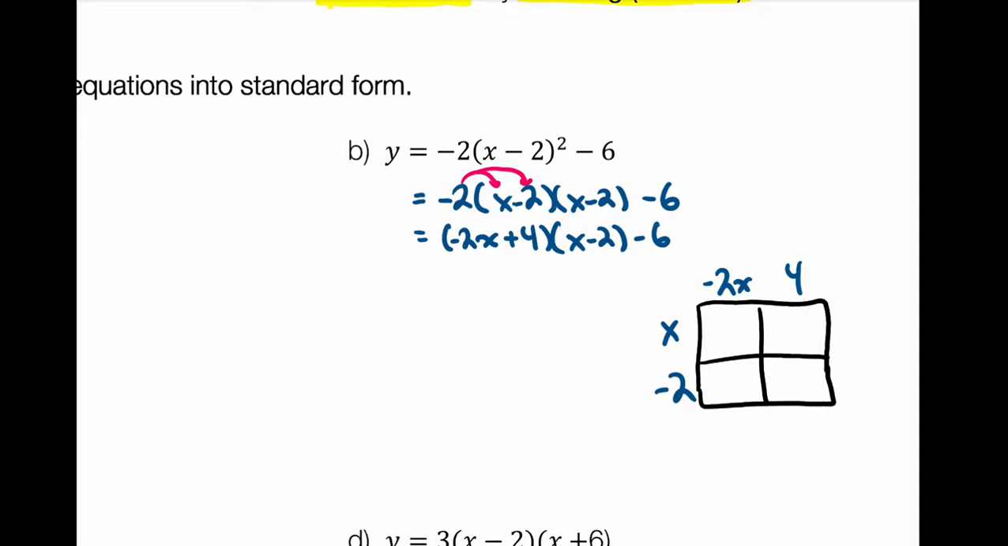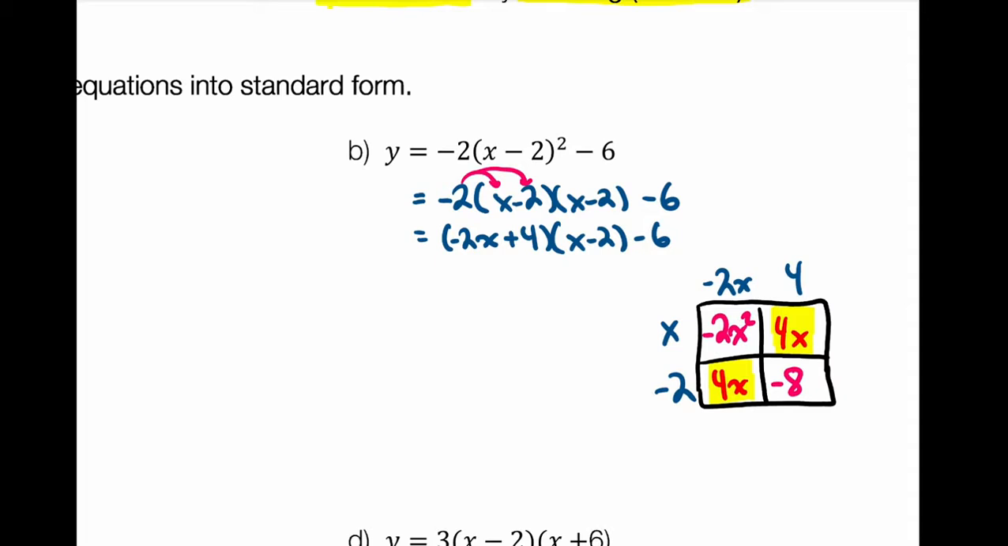Now I'm going to multiply my corresponding columns and rows. So negative 2x squared, 4x, 4x, negative 8. Again, remember we should see that if we've done it correctly, our two diagonals are the ones that we have to combine or simplify.